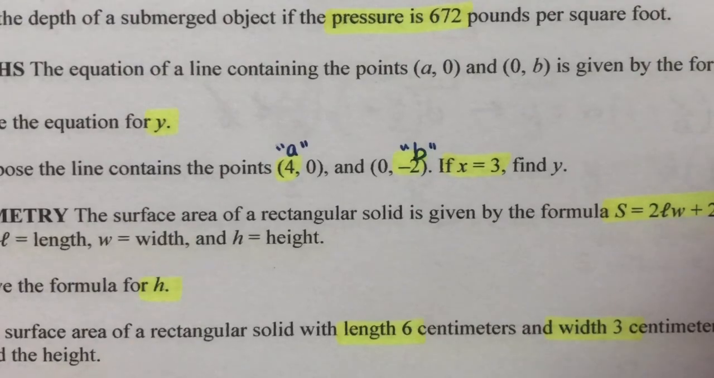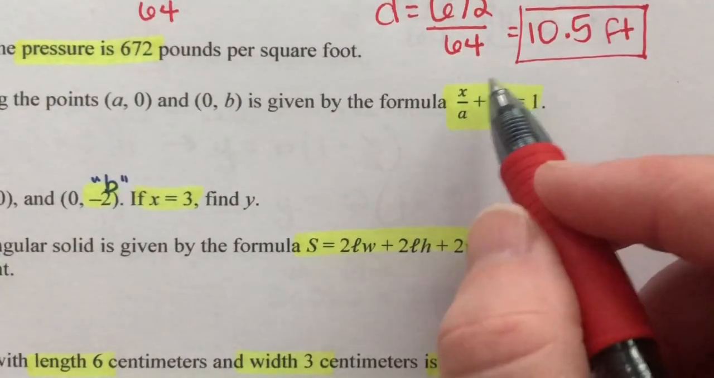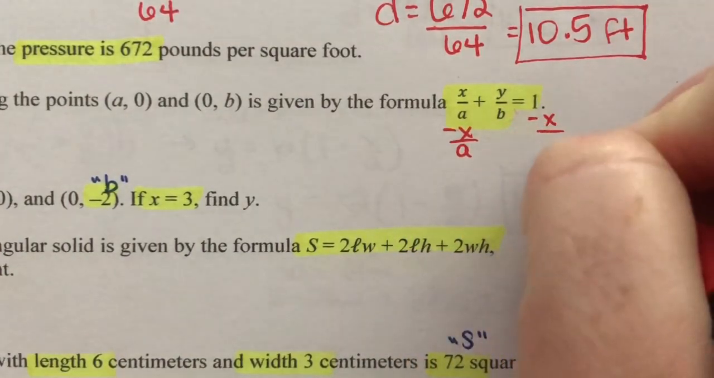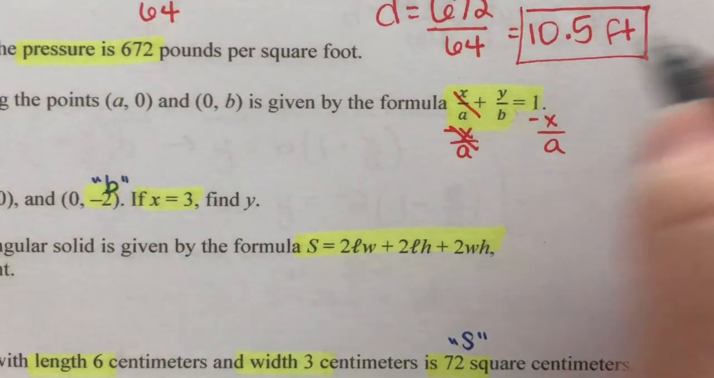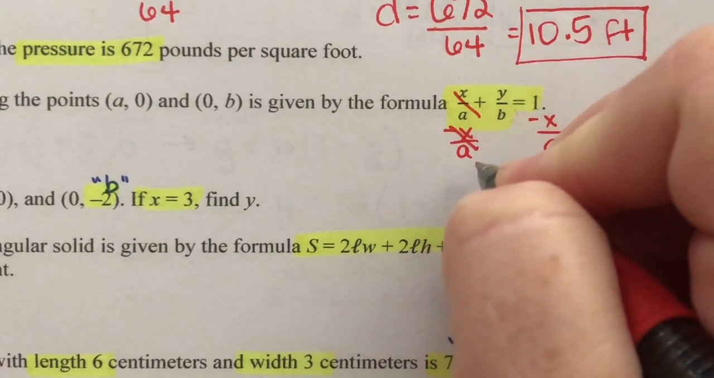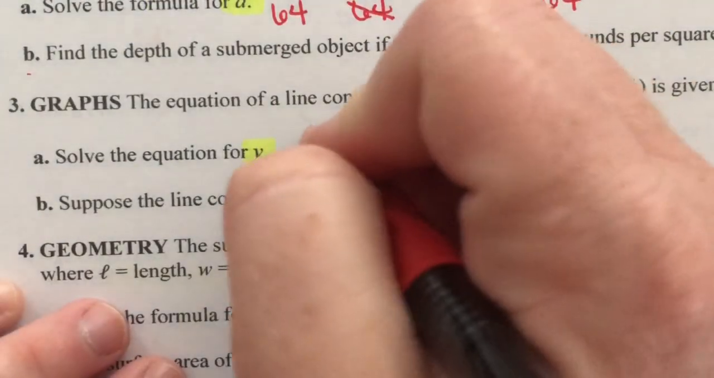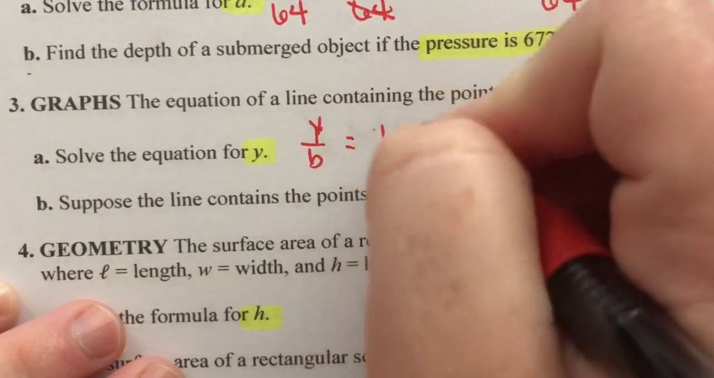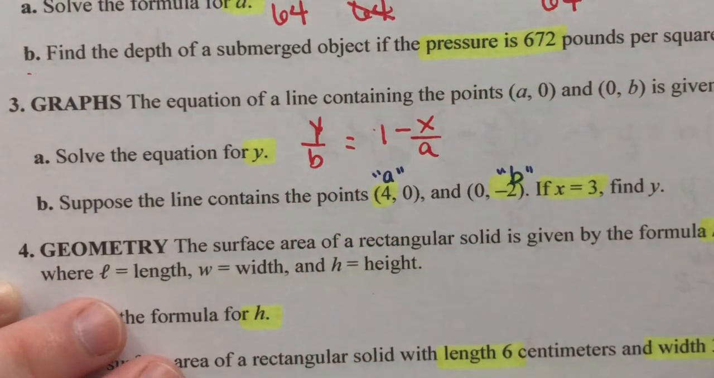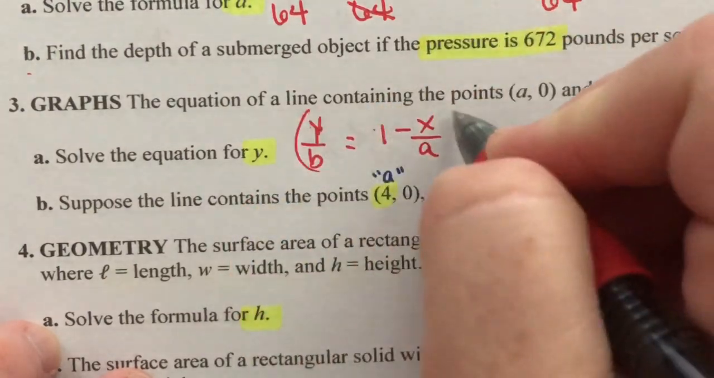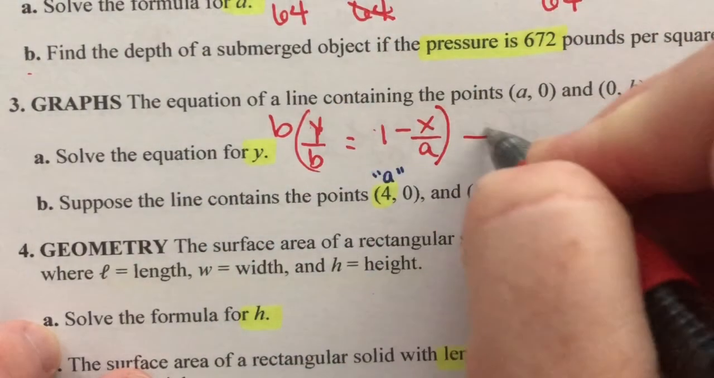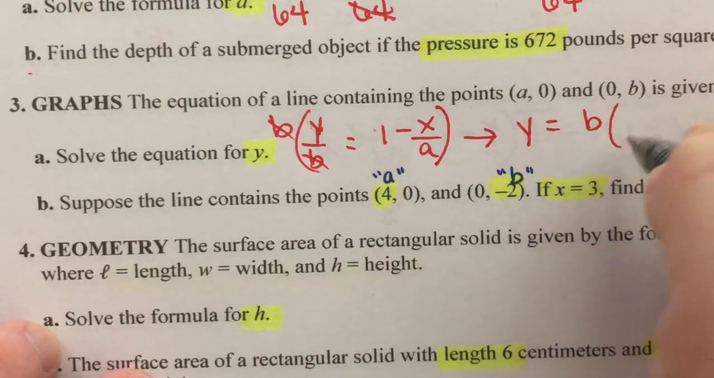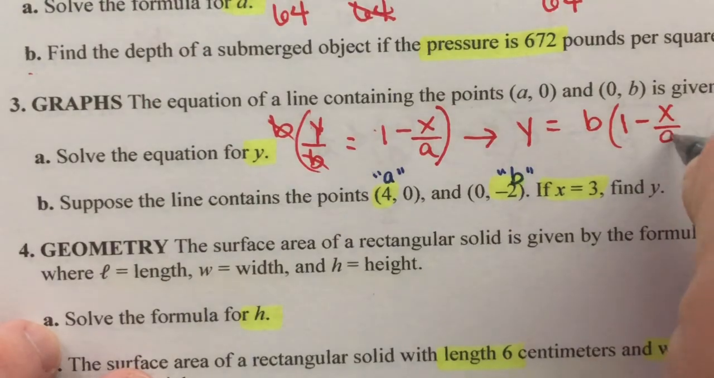All right, so here, we want to get y by itself. So first, I want to get rid of x over a. So I have to subtract x over a from both sides of my equal sign. So I'm left with, I'm going to run out of room there, I'll write it down here. I'm left with y over b equals 1 minus x over a. And I want to get rid of divided by b, so I'm going to multiply both sides of my equation by b. And these b's cancel, so I've got y equals b times (1 minus x over a).